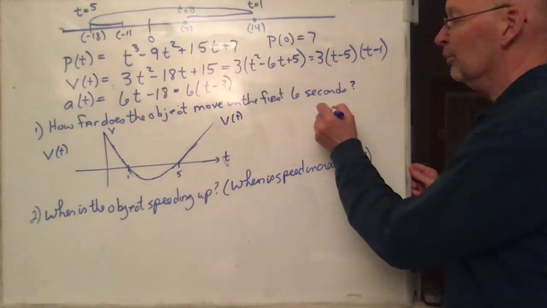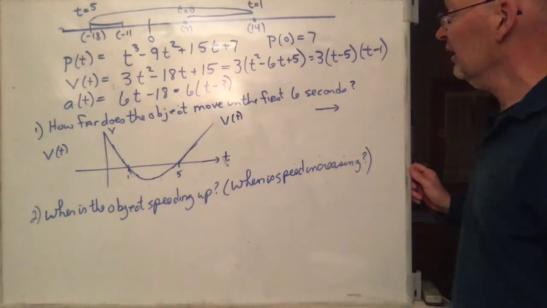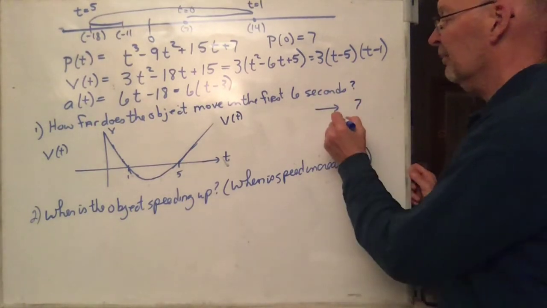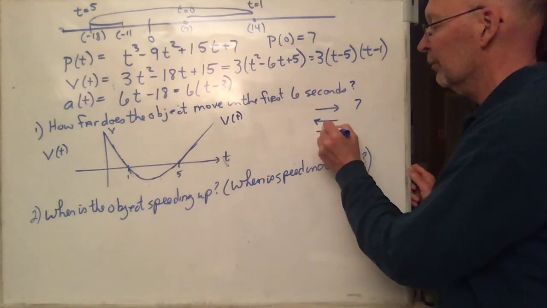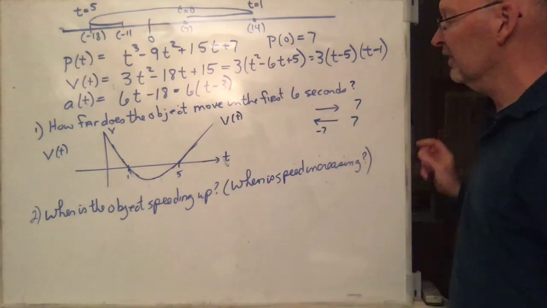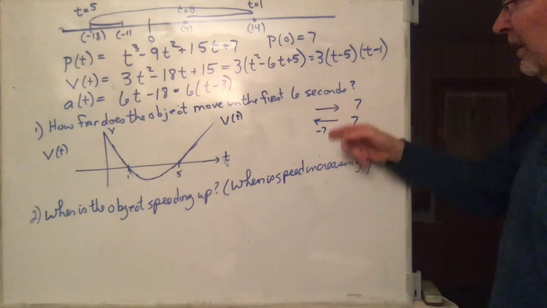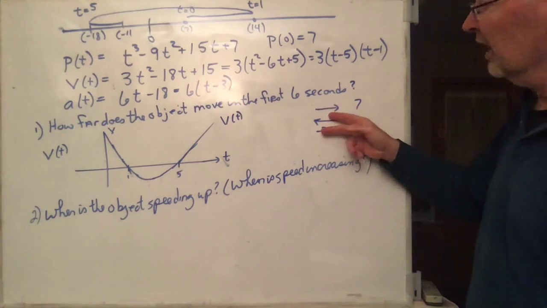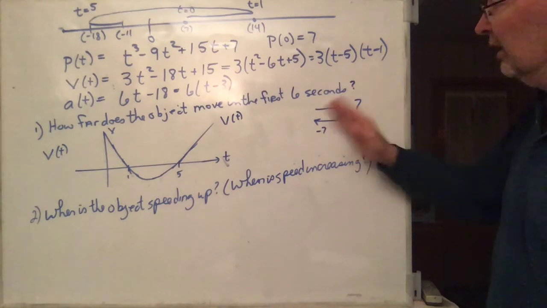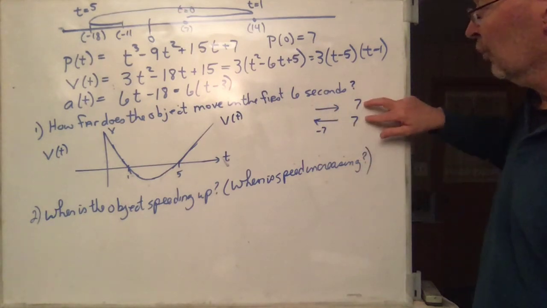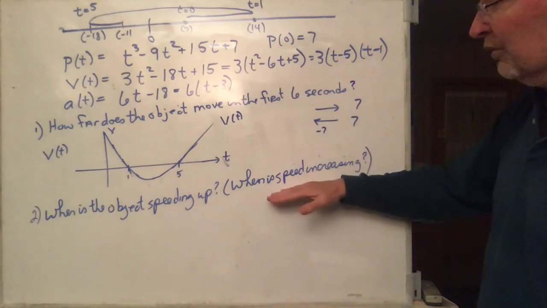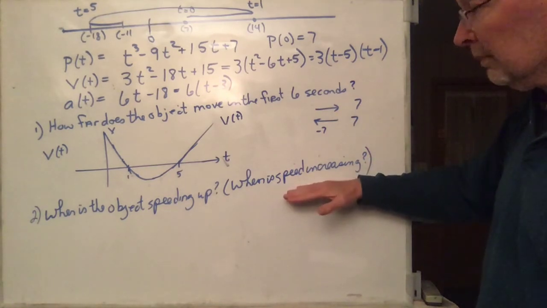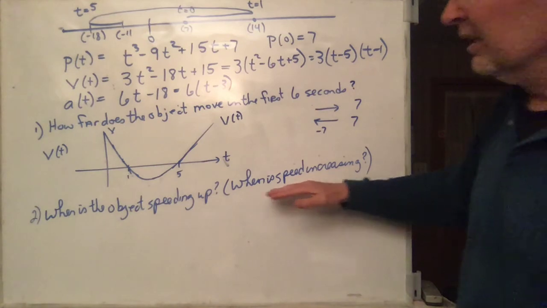If you have something that's moving 7 miles an hour this way, the speed would be 7. If something is moving 7 miles an hour the other way, the velocity would be negative 7, but the speed would still be 7. Speed basically is the absolute value of the velocity. It's always a positive quantity. Doesn't matter what direction you're going, you just want the speed rather than the direction. And so here we're interested in just the speed. So how can we get the speed?